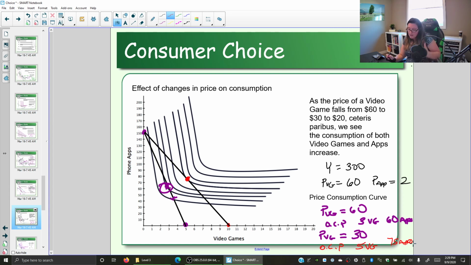Now let's look at what happens if the price of video games falls even further and now the price is $20. Again, income is still $300, price of apps is still $2. So in this case, if we spend all $300 on video games and they are 20 bucks a piece, we can now get 15 of them. And if we spend all of our money on phone apps, we're still buying 150 of them. So let's add in that line.